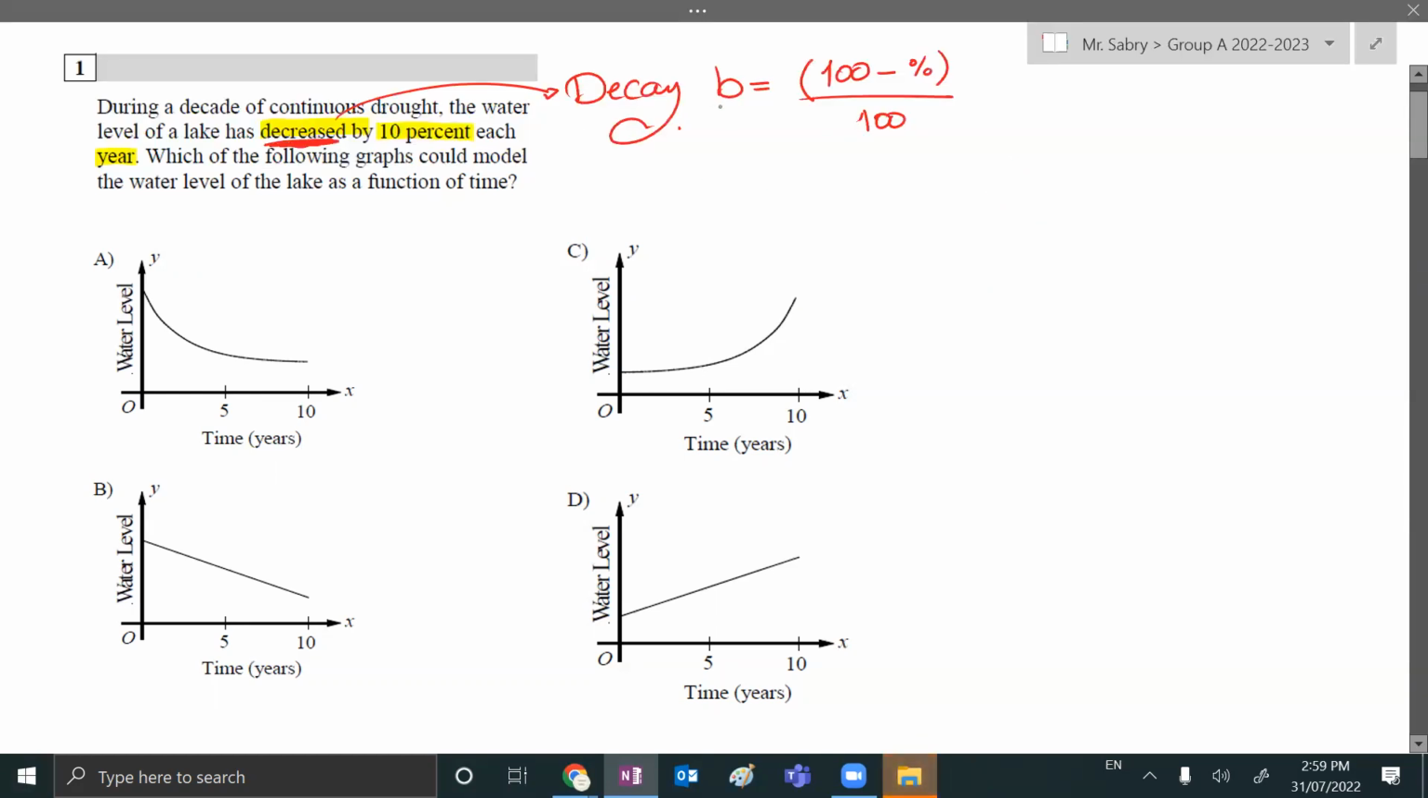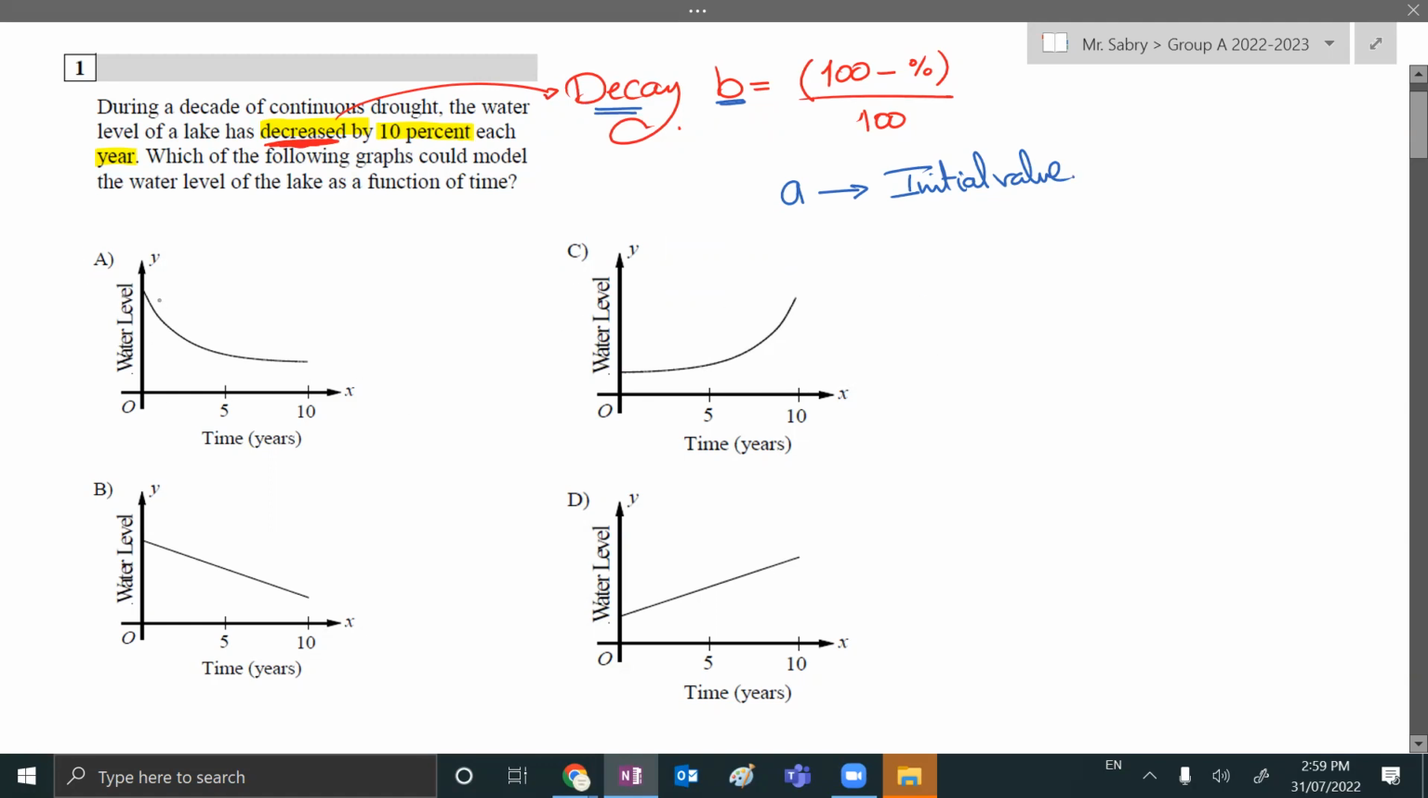So I got the value of B. What is the value of A? We know that A is supposed to be the initial value, and I do not really know what the initial value is, or the amount that I started with. All that I know is that it's the decay function. So let's look at the graphs.